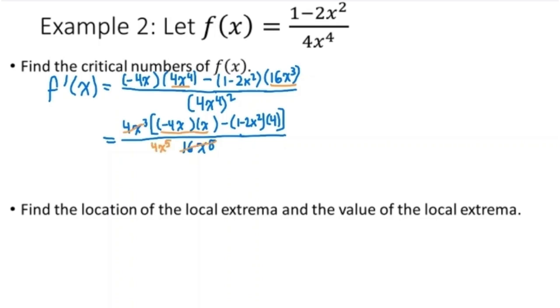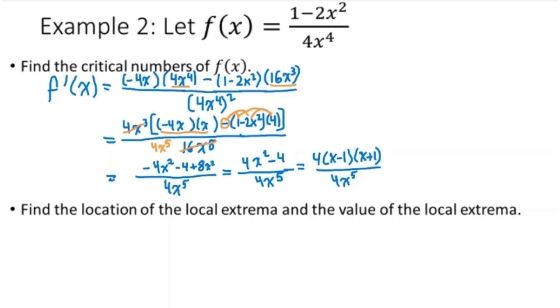As for the numerator, we can multiply the -4x and the x together in the first term, and in the second term, we can distribute in -1 and 4, which makes our numerator -4x squared minus 4x plus 8x squared. Then we can collect our like terms, and our numerator will simplify to 4x squared minus 4, which we can further factor to 4 times x minus 1 times x plus 1, and we can see that the 4's cancel.